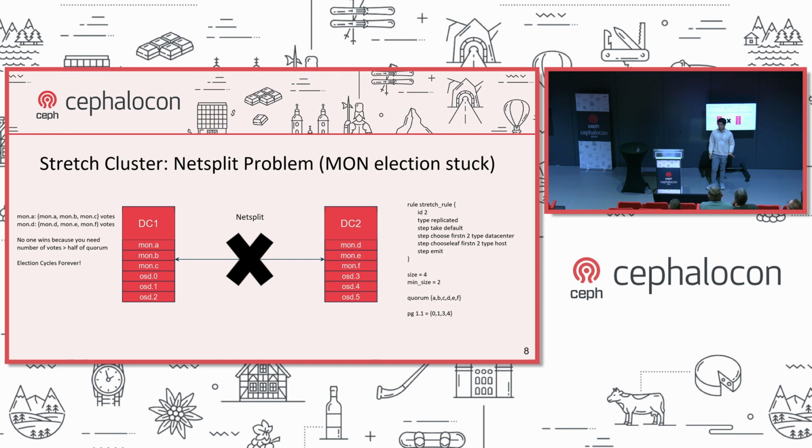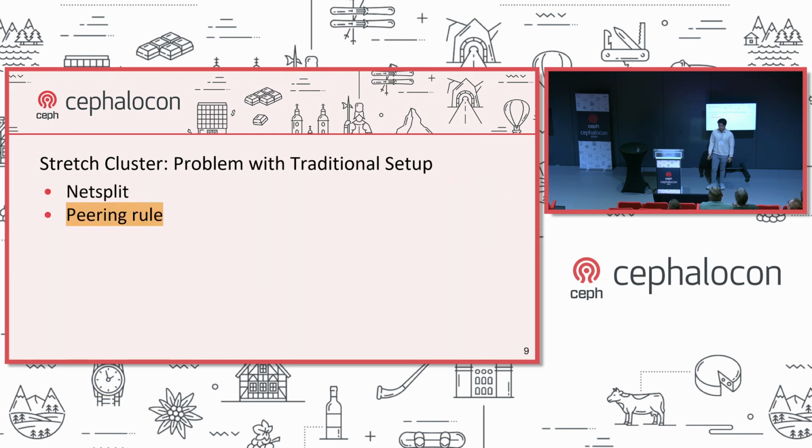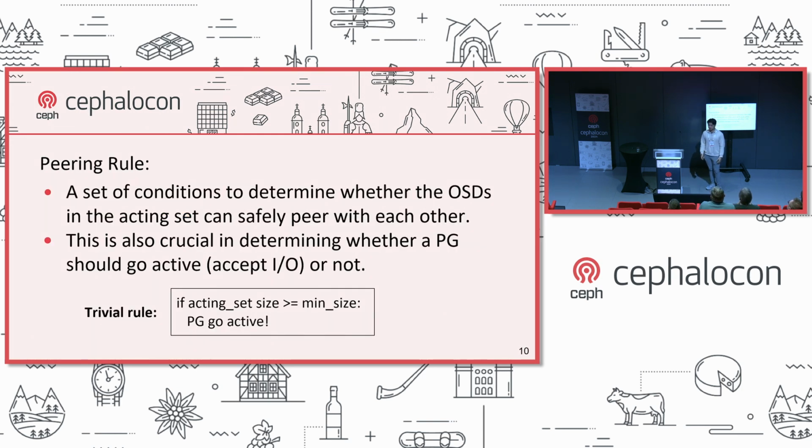So that's one thing about the net split problem, where monitors might get stuck forever if the setup is like this. Next is the peering rule. So what is the peering rule? It's a set of conditions to determine whether the OSDs in the acting set can safely peer with each other. And it's also crucial in determining if a PG can go active or not.